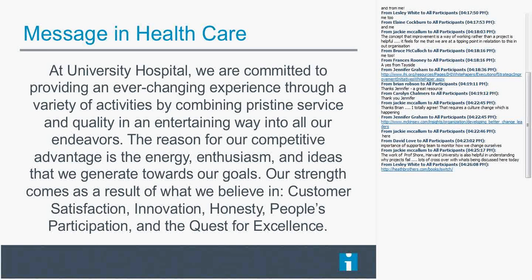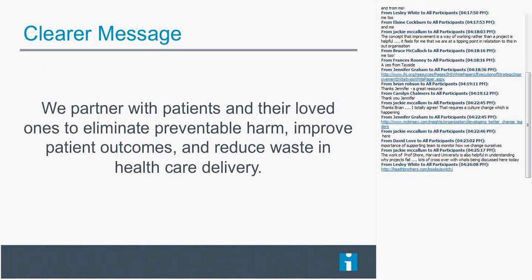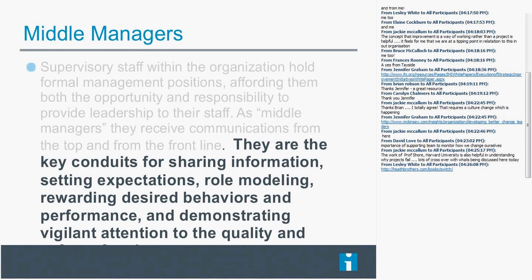If we translate to healthcare, this is a generic message that I removed the name of the hospital, but it says, at University Hospital we are committed, and you can read this for yourself. It's quite lengthy. There's a lot there to remember, as opposed to if we were to switch this to say, we partner with patients and their loved ones to eliminate preventable harm, improve patient outcomes, and reduce waste in healthcare. Getting the right message out there is the first step in shaping the path, making sure that people understand what it is you're trying to achieve.